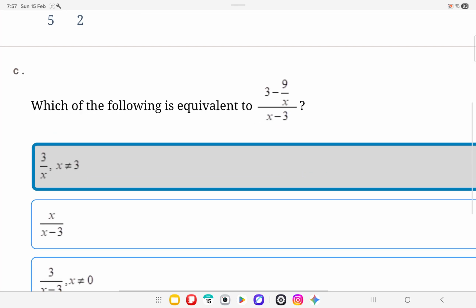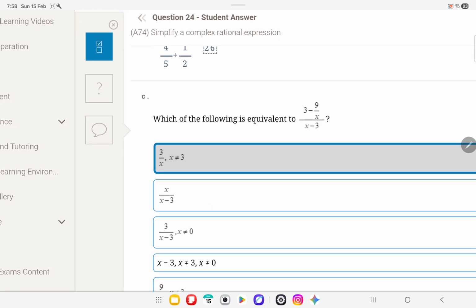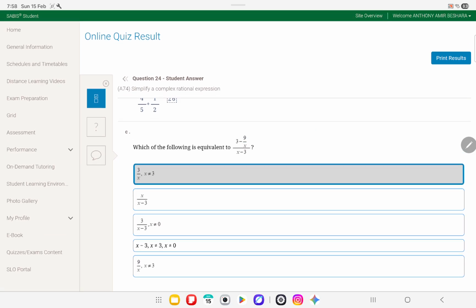Here, we had this in a previous question, and we got 3 over x. x cannot be 3. We already had this in a previous question. And that's it.